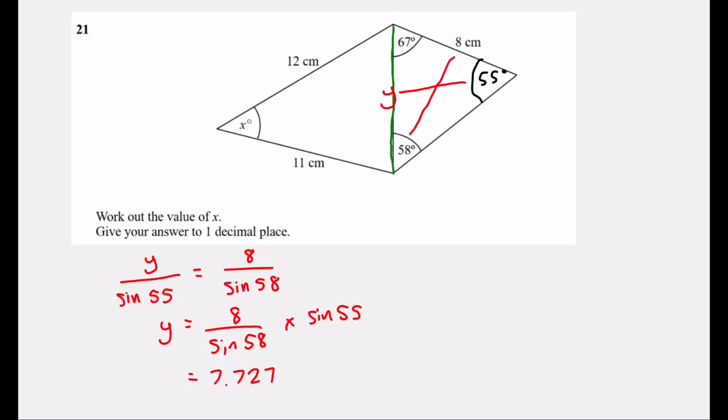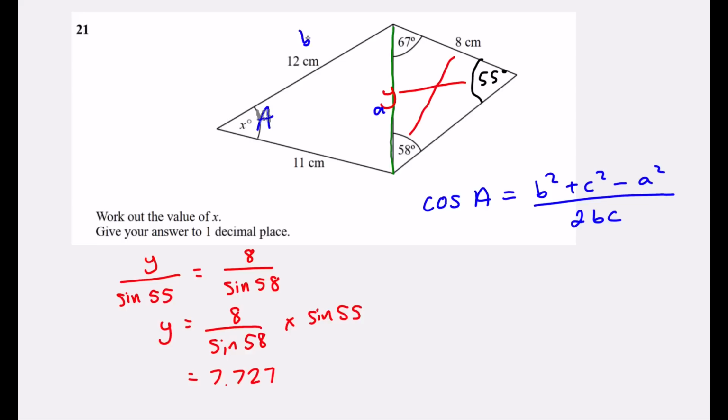We can use the cosine rule. We're not given this formula. This is the rearranged version. So cos A equals b squared plus c squared minus a squared over 2bc. So that's the rearranged version of the cosine rule that we use for finding an angle. So big A, little a, b and c.